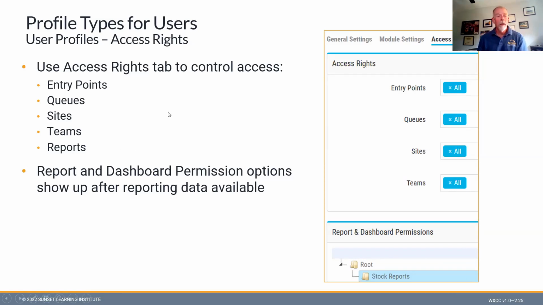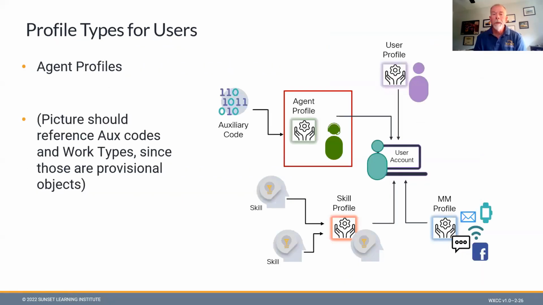So, okay, access rights is the last tab we're looking at here. And basically with access rights, you also, maybe as an administrator, might not have access to all of the entry points or all the queues or sites or teams and or reports that you can see. So again, good wrap up for user profiles. Basically, all of the rights and roles that you have when you log in as that type of user to the contact center environment. What can you see and what can you do?